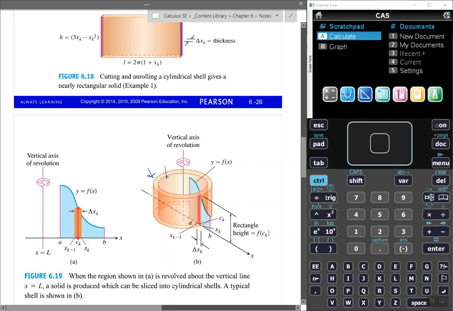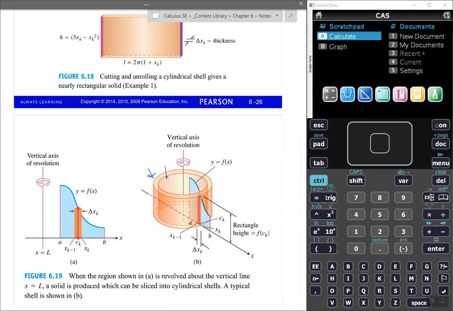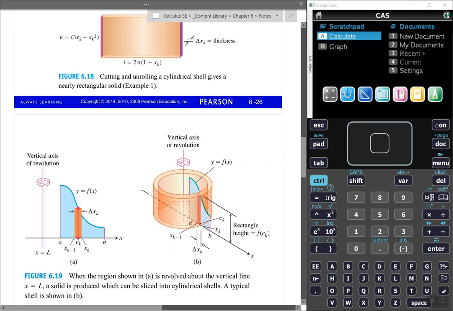So basically what we're doing is we're taking concentric cylinders and putting them together. Each of them has a thickness that's very, very small. You can think of it kind of like a nesting doll where there's a different one inside. We have all of these different cylinders inside, and the heights of the cylinders match up with the height of the function. That's basically what we're looking at.